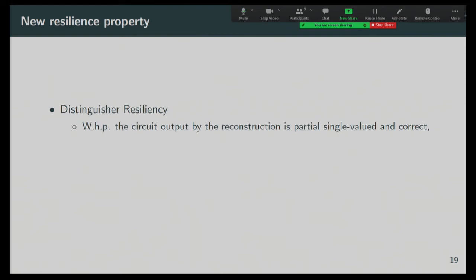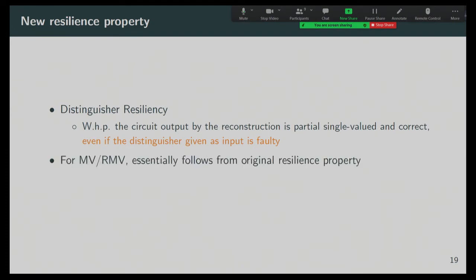So, Merlin can't cheat using these circuits. And we want this to hold even if the distinguisher that we're giving as input to the reconstruction is a faulty distinguisher, right? Is an actual distinguisher for the reconstruction. And indeed, for NV and RMV, this property essentially follows from the original resilience property. It's not entirely straightforward, but if you understand how it works, then it follows from that property, right?